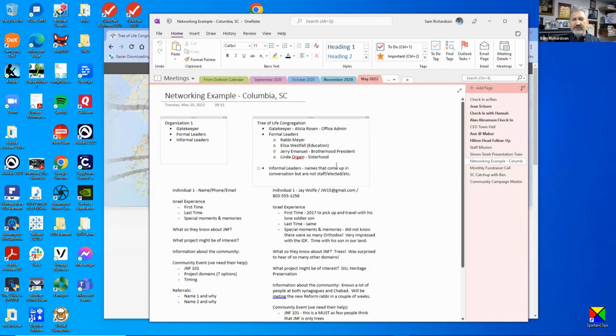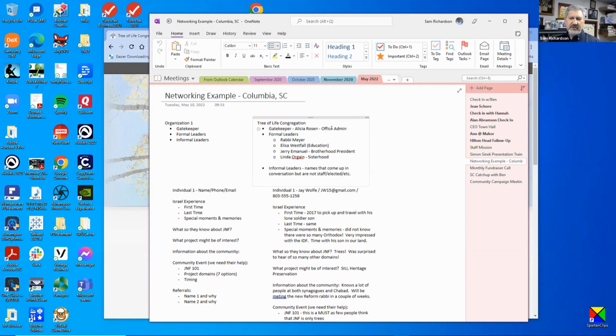And informal leaders are going to be names that come up in conversation, but are not staff or elected. And maybe when you talk to Alicia, the office administrator, she's the gatekeeper, right? She's going to be the one answering the phone, because in any given synagogue, you're not going to have a direct line to the rabbi. Sometimes you do, but still, even if you do, it's not really a good idea to start there. It's a good idea to start with that person who is the official front door of the organization. And in this case, the title is office administrator.